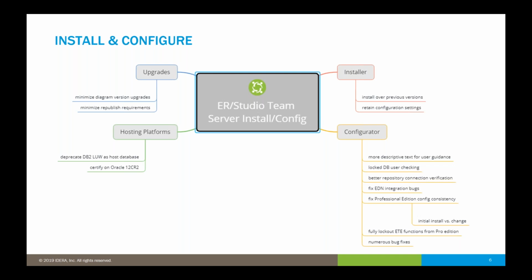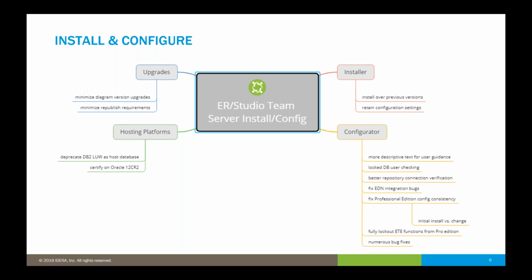The process in the previous releases was as follows. To install a new version of ERStudio Team Server and Repository, you would first have to uninstall the old version, then install the new version, and walk through all the configuration options again, specifying them again. Then if there were file format changes, you had to run the full diagram version upgrade, and then you had to republish all of your models and workspaces to make them available again, which could be a very time-consuming process.